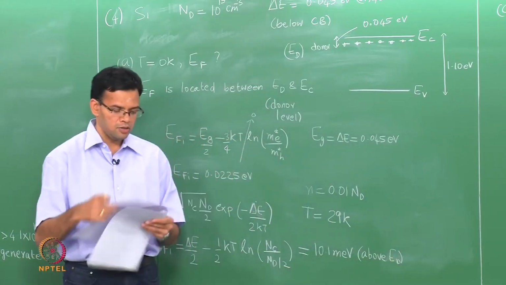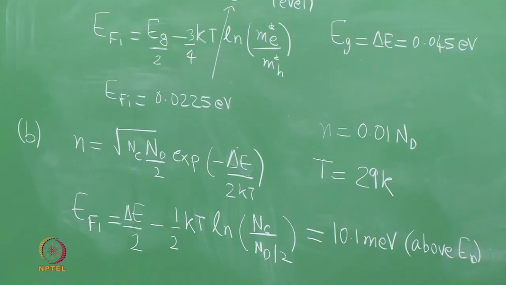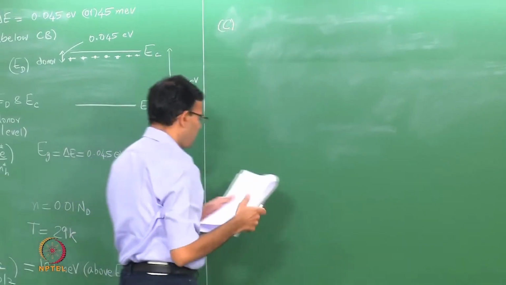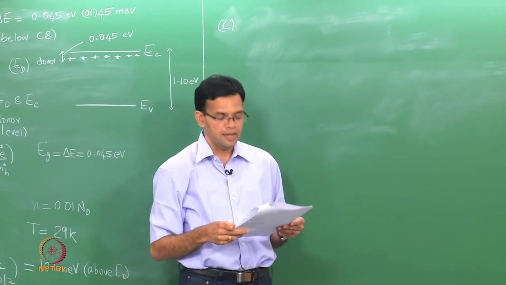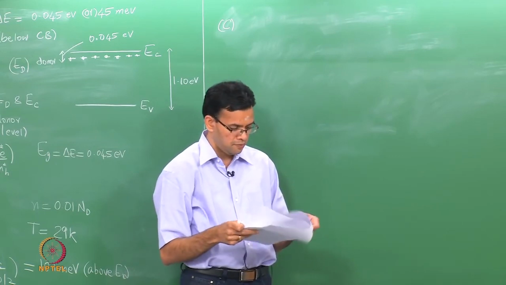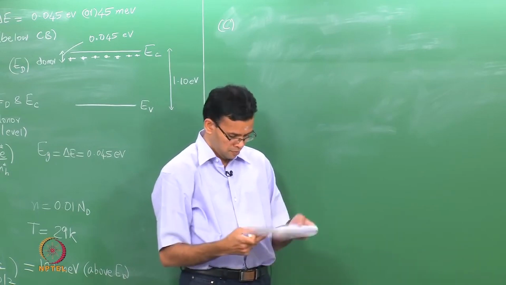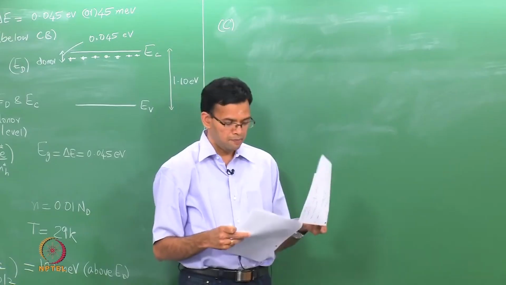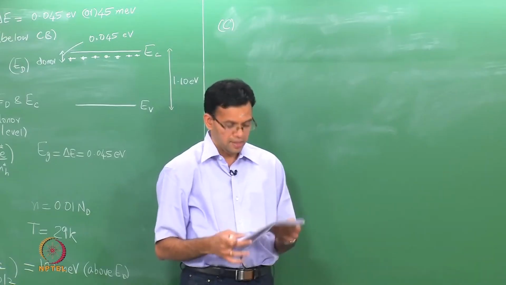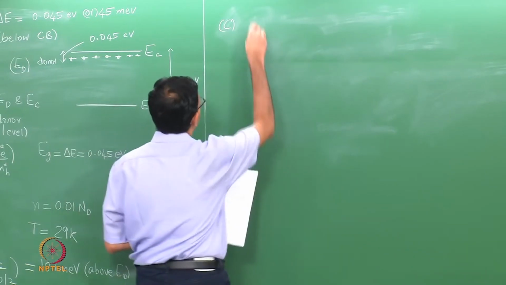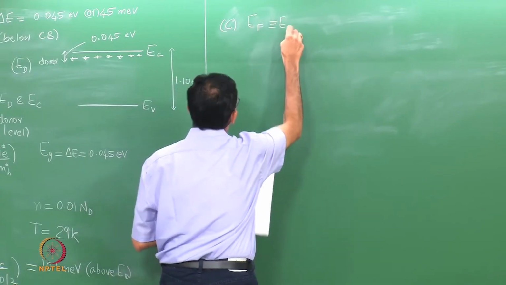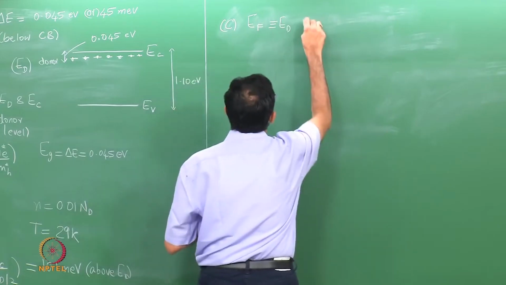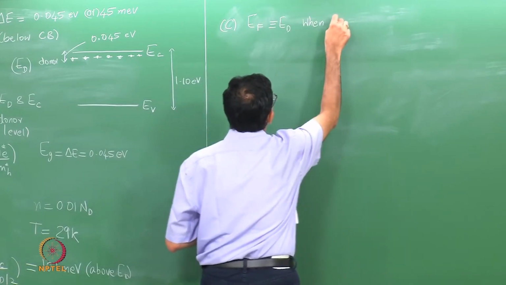Let us look at part C. Part C asks, at what temperature does the Fermi level lie in the donor energy level? When the donor is completely ionized, EF will be at Ed. So, EF will be equal to Ed when the donors are completely ionized.